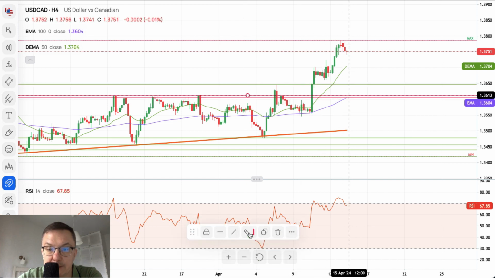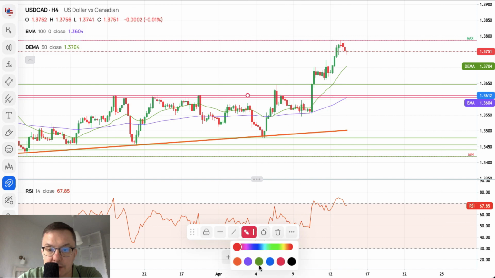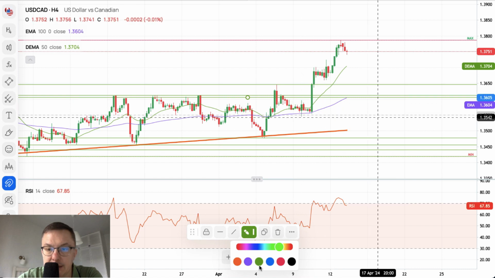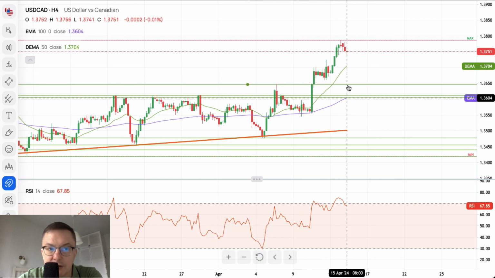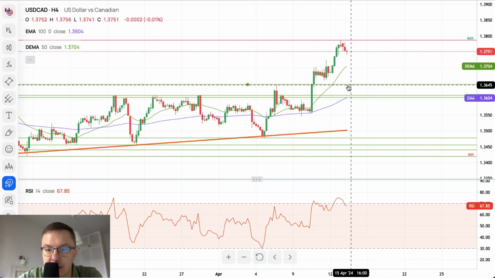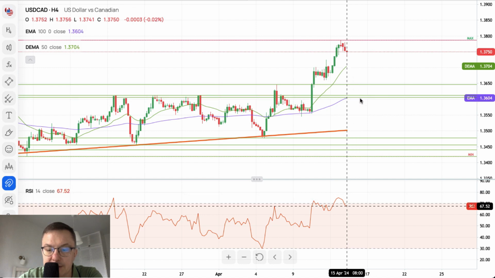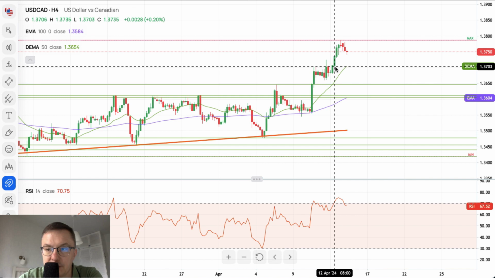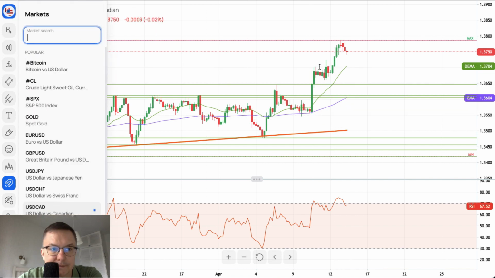So the outlook remains bullish for the US dollar to the Canadian dollar. It looks like the US dollar is getting stronger across the board. So let's take a look at the US dollar index, because the analysis for the Canadian dollar is done right now. Major supports are here. The market is coming off the extremely overbought conditions. Please keep an eye on the 1.37 level for this market.